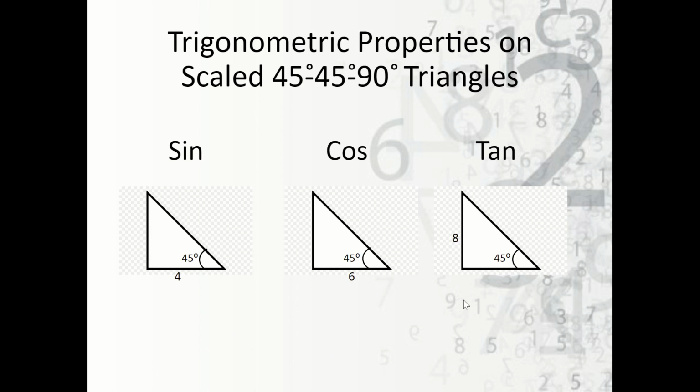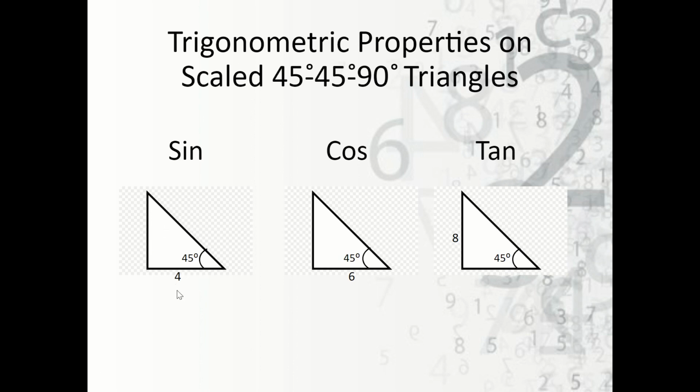Now what if we scale it? So what if this side length is not 1? Well, all we do is we take whatever this is and we multiply it by whatever we're supposed to have. So in this case, this should be 1, but it's 4. So we multiplied 1 by 4 to get there. So we'd multiply this one by 4 and this one by 4 as well.